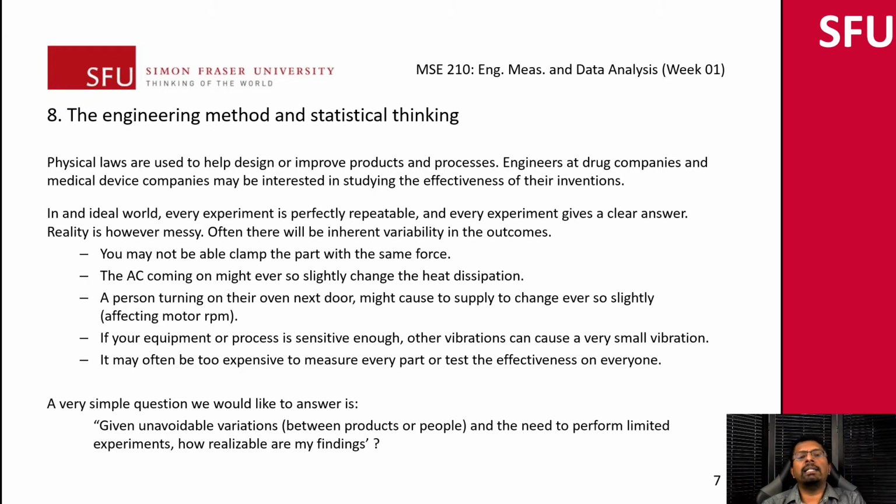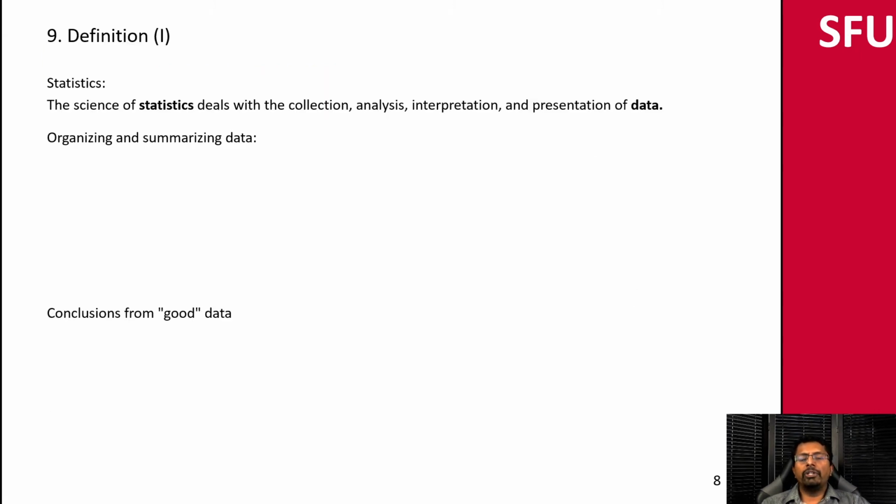So this is where statistical thinking comes about, where we're saying, instead of thinking about one experiment, we're going to see if we can do a lot of experiments, and then can we look at the variability in the data and still make a valid conclusion. So that's where statistical thinking is going to be applicable as a concept of engineering. So now that we have looked at the need for statistics, we look at some definitions within statistics.